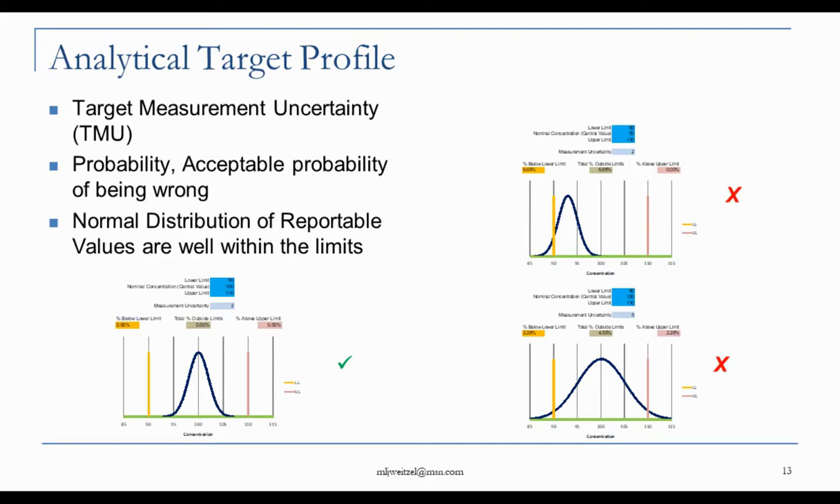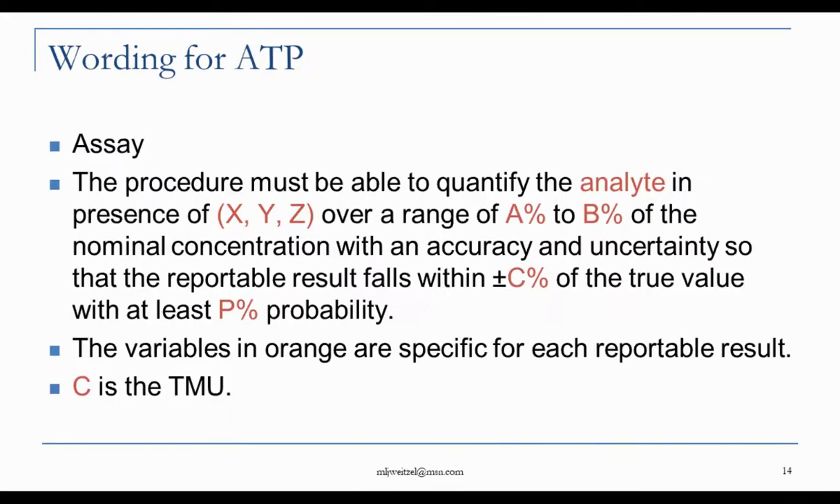And the bottom on the right, well, there's a huge uncertainty associated with that value. The range within which the true value could probably be is too big. And so that's not acceptable. And so that's how the analytical target profile relates to target measurement uncertainty. So ideally in the QC lab, you want that green check mark, the distribution curve, and you want to verify it continues to perform like that.